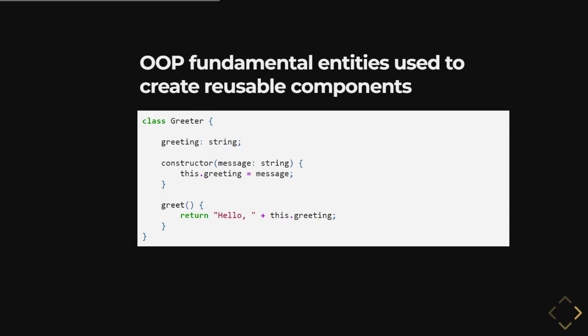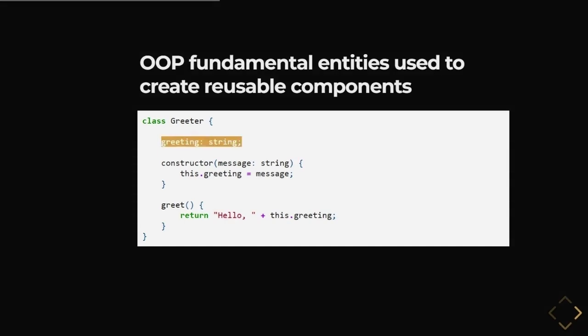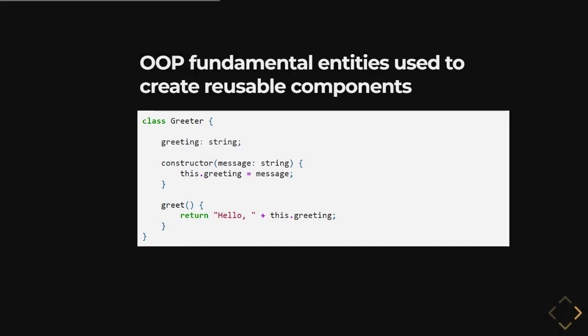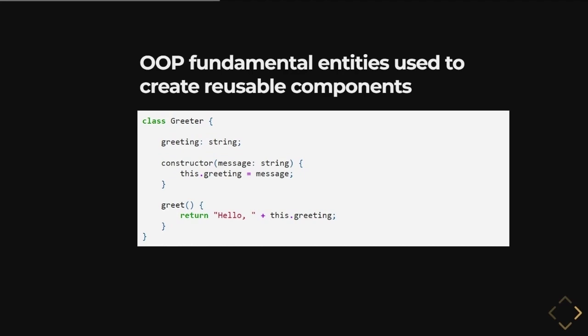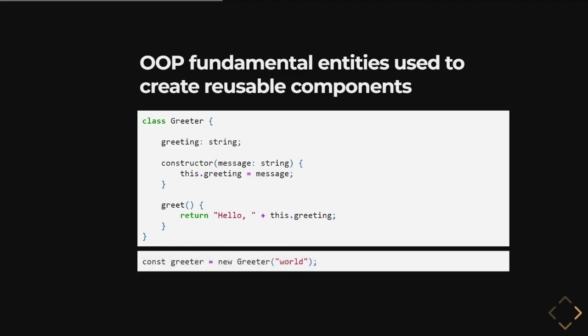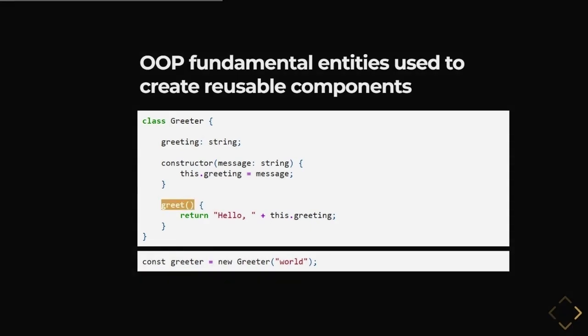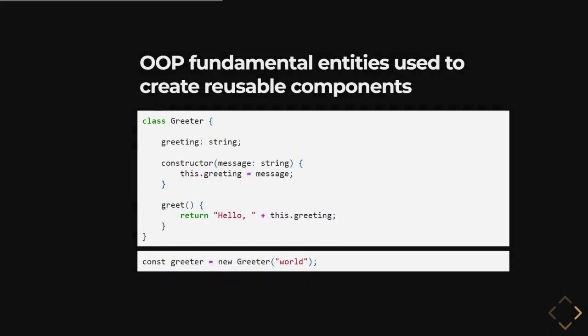the forms of methods. In this example, we define class Greeter with a field greeting of type string and two methods: a constructor, the method called when we create an instance of an object of that class with the new ClassName statement, and greet, a method that returns a text greeting.